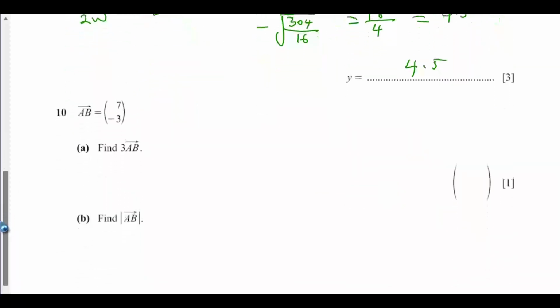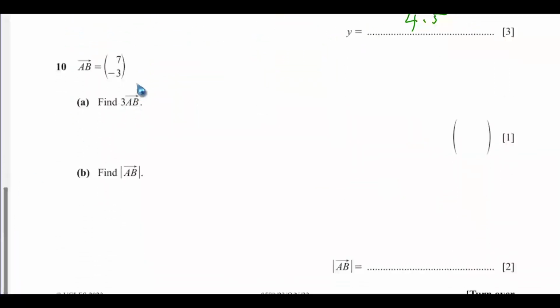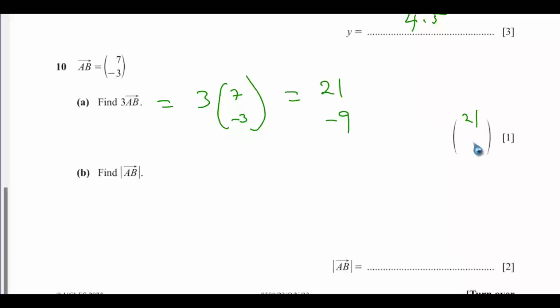That will be question 10. AB is equals to this. Find 3AB. So 3AB will just be 3 into 7 minus 3 like this. So this will be equals to 21 against negative 9. So you have 21 negative 9. So find the modulus of AB. So x is equals to 7, y is equals to negative 3.